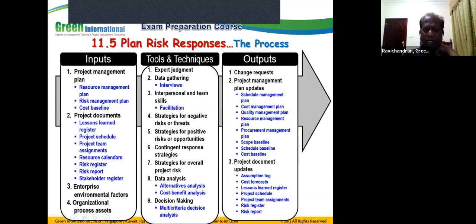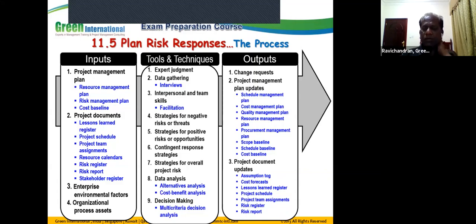Again, we are using alternative analysis, cost benefit analysis, and decision making techniques, multi criteria decision analysis. All these techniques can be utilized over here. See the result? Change request. What do I mean by change request? And project management plan updates and project documents updates.